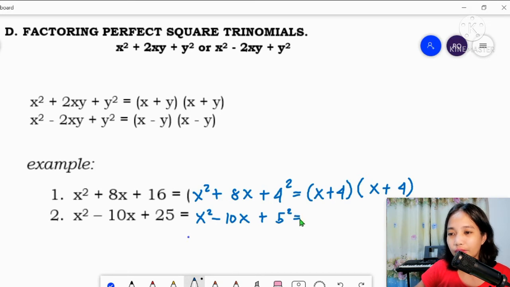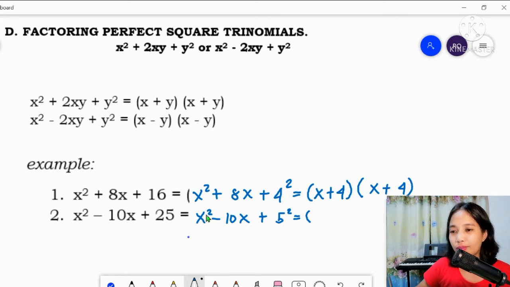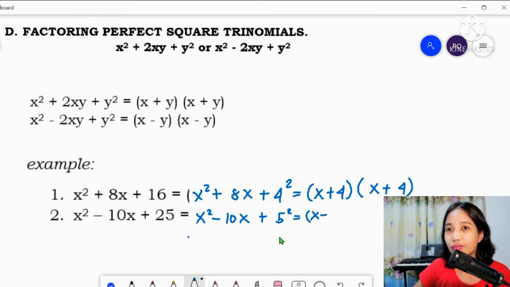Okay, so that is equal to, okay, the factors are, we will copy the base of the first term, which is x. Okay, and since this is negative, ito yung ating susundin. Okay, minus the base of the last term, 5, times the quantity, x minus 5. Okay, so that's it. Dali lang, di ba?